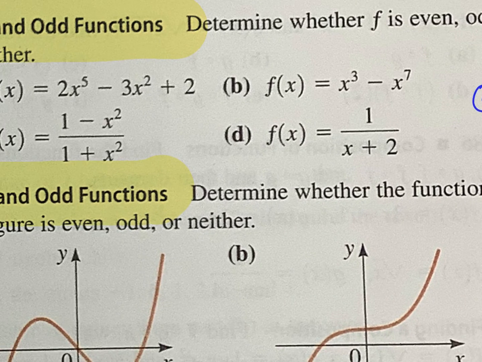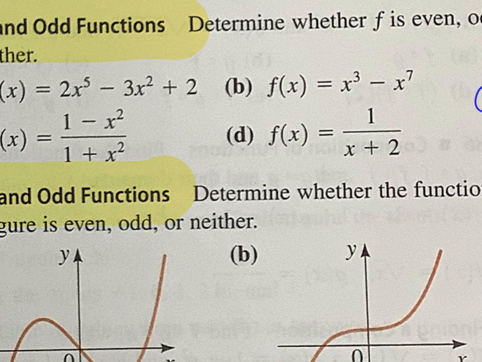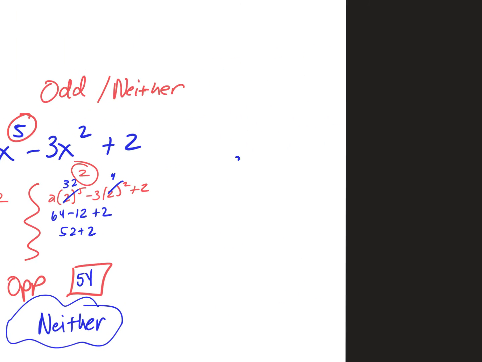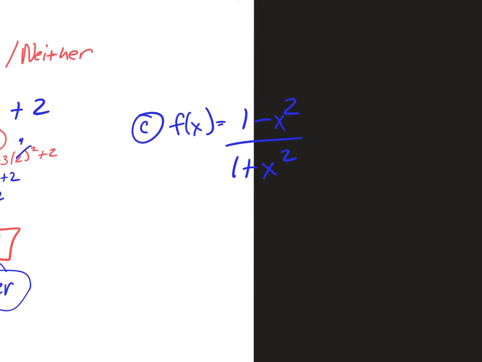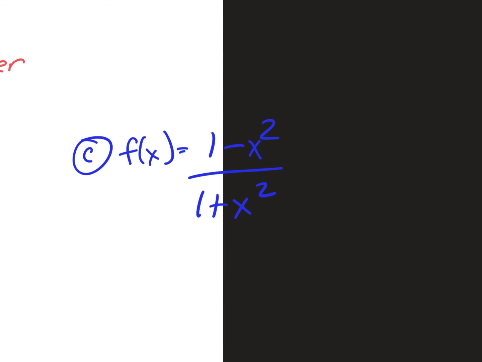What about C? Read C to me. 1 minus x squared over 1 plus x squared. Okay. Do the rules change because I have a fraction? No. What's the highest exponent you see? 2. So what are your two options? What do you think this could possibly be? Even or neither. So if I think that this function is even, what should the two answers be of each other? They should be the same.